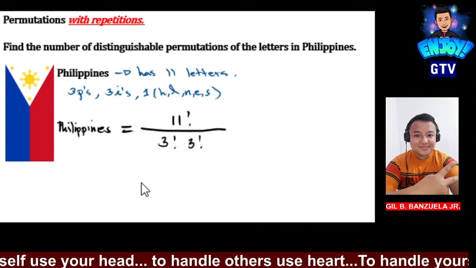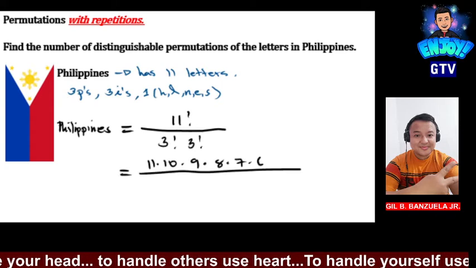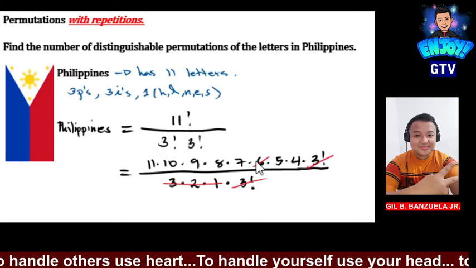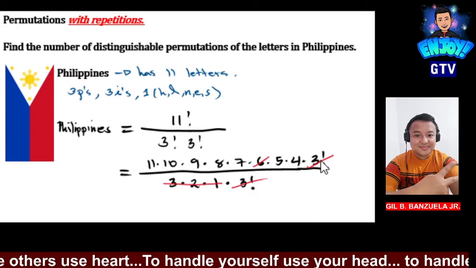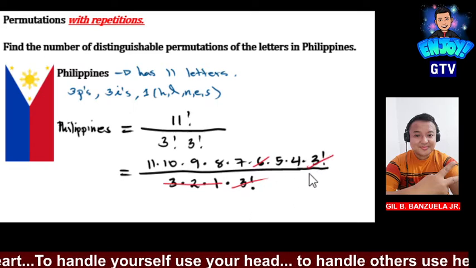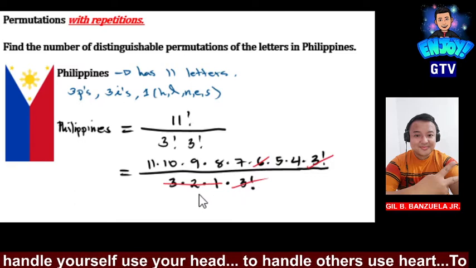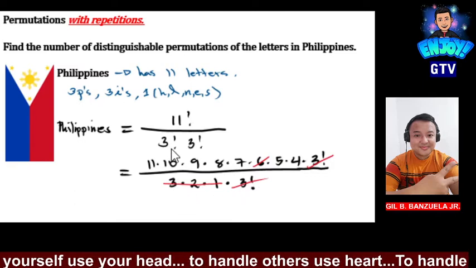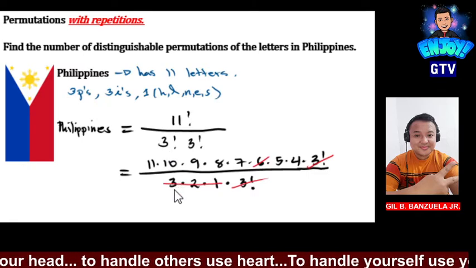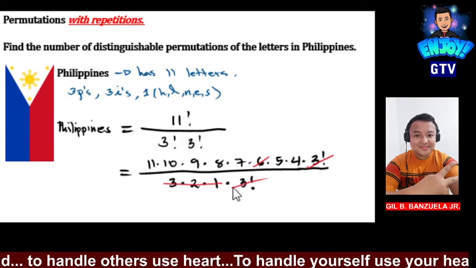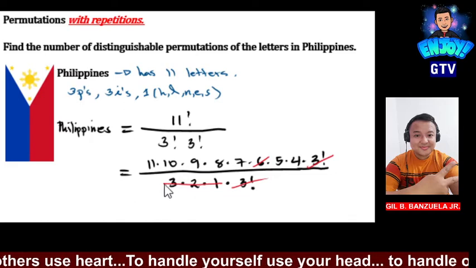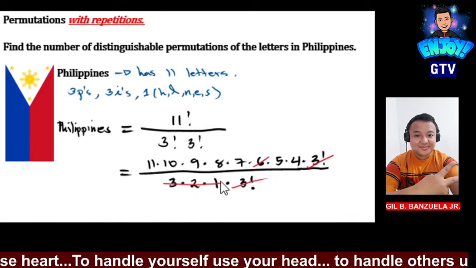Then let's simplify. Let's expand 11 factorial. So we arrive at 11 times 10 times 9 times 8 times 7 times 6 times 5 times 4 times 3 factorial. So we cancel the two 3 factorials on both numerator and denominator. And what is left is the expanded form of the other 3 factorial on the left, which is equivalent to 3 times 2 times 1, which is equivalent to 6. That's why we're going to cancel as well the 6 and the entire 3, 2, and 1 on the denominator.